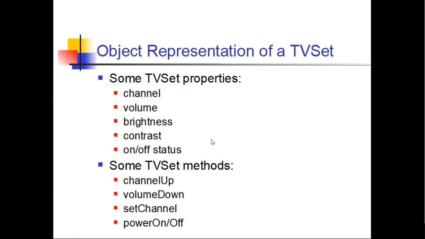Also, usually you don't have to cycle through all the channels. If you're watching channel 3 and you want to watch channel 19, you don't have to continually press channel up. I mean, you could do it that way, but usually there's a way to go directly from channel 3 to channel 19 without cycling through all the channels in between. So some kind of set channel capability or method would be usually provided, and then how to turn the TV on or off, a power on, power off kind of method. Those are just some examples of methods for a TV set object.